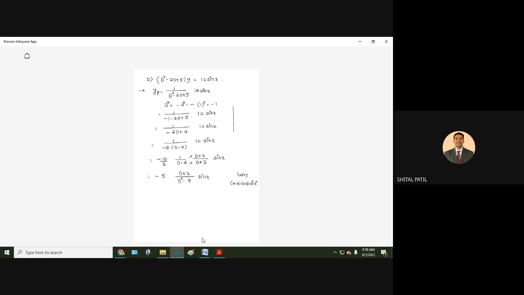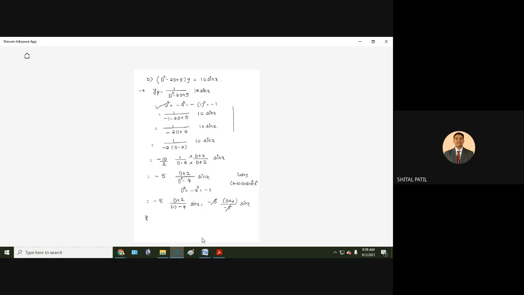Sine of x. Now replace D square by minus a square. Already we decided that it is minus 1. There is no change in the value. So minus 5. Don't bother about the numerator at this moment. Keep D plus 2 as it is. And then D square is to be replaced by minus 1. Minus 1 minus 4 sine of x. So minus 5, D plus 2 divided by minus 5 sine x. Isn't it?